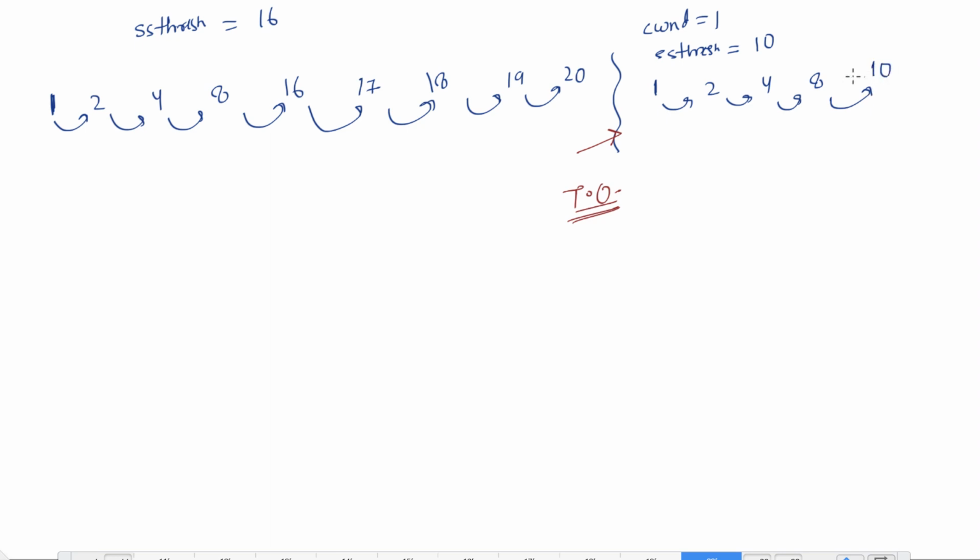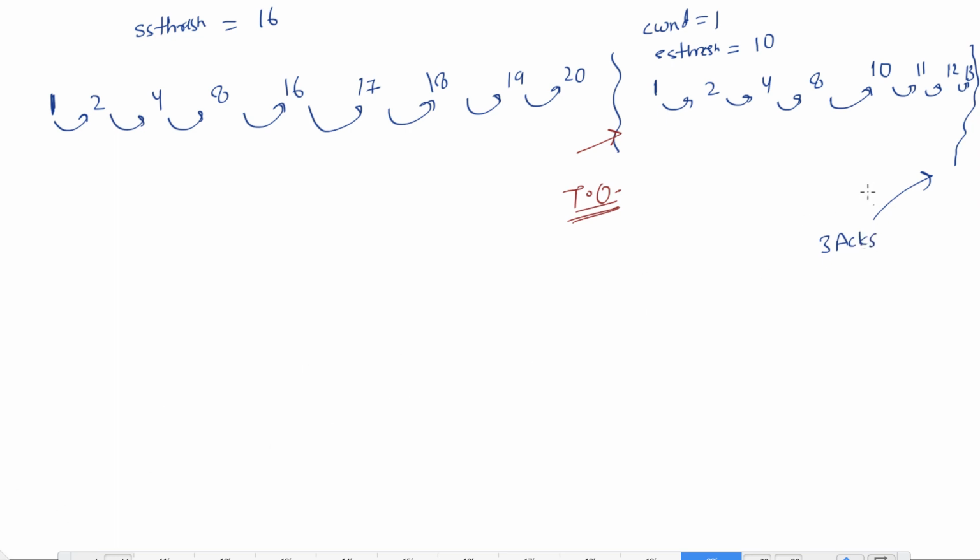And suppose this keeps happening, and then you go to 11, then 12, like that, and let's suppose you are going till 13. Now suppose there is again a congestion at this point, and this congestion is because of 3 ACKs. Now see what will happen.